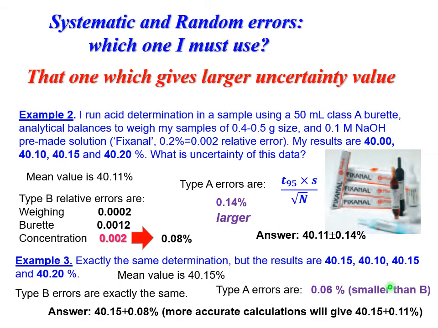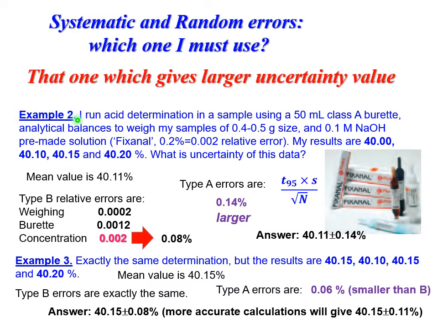So, which one am I using, systematic or random, or two? Answer is, we are using that one which gives larger uncertainty value.